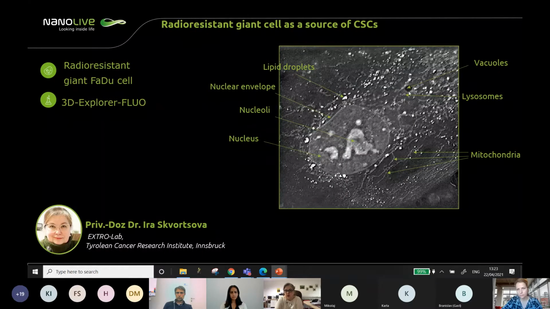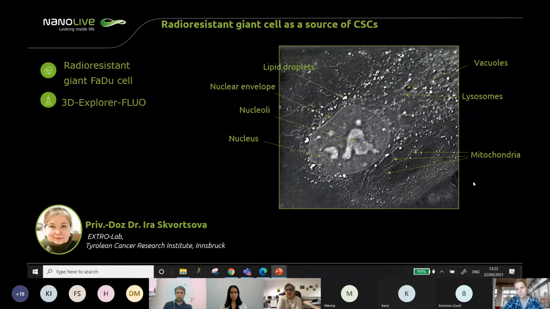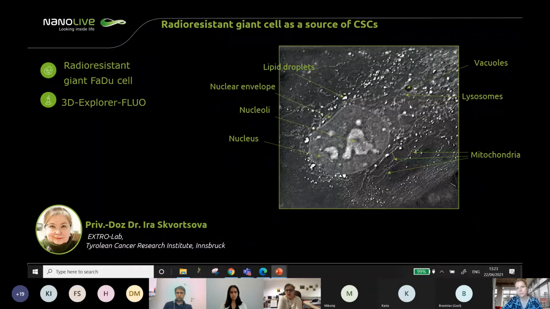And what is also very important in our research, lysosomes, because lysosomes also produce ROS, and if we stain the lysosomes using different dyes, then we could also see the dynamics of the lysosomes, and we can see the behavior of the giant cell, including such important organelles like mitochondria and lysosomes. Next, please.